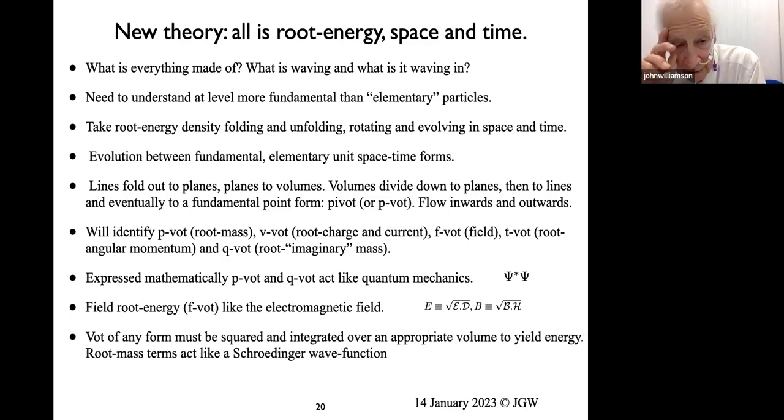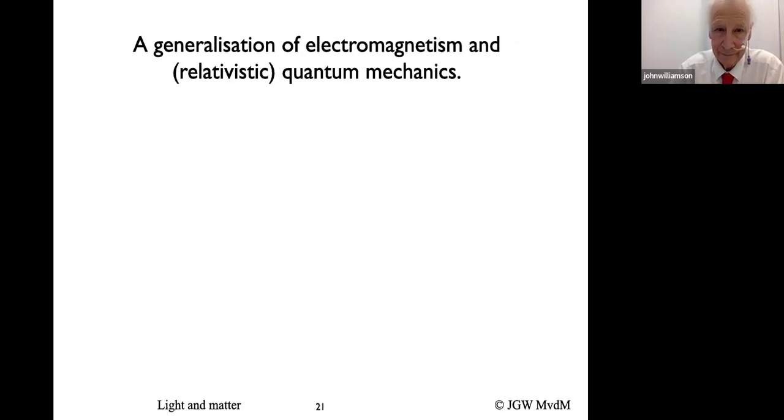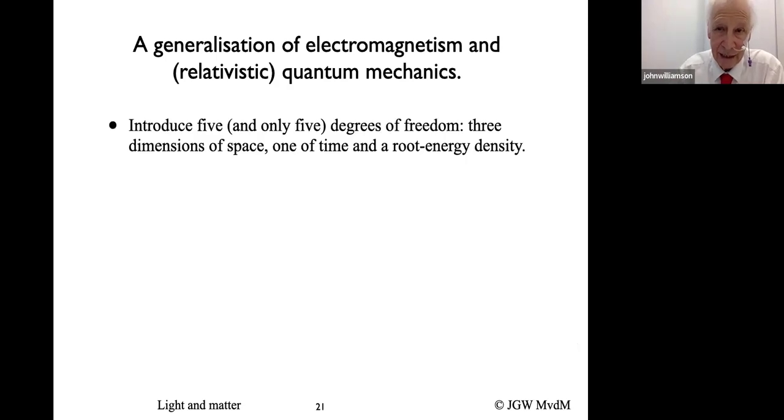Now, this vot, whatever it is, vot is vot, of any form must be squared and integrated over the volume in which it exists to yield an energy. And the root mass terms here act a little bit like the Schrödinger wave function does in ordinary quantum mechanics. So we have a generalization of electromagnetism, and we have an extension of relativistic quantum mechanics.